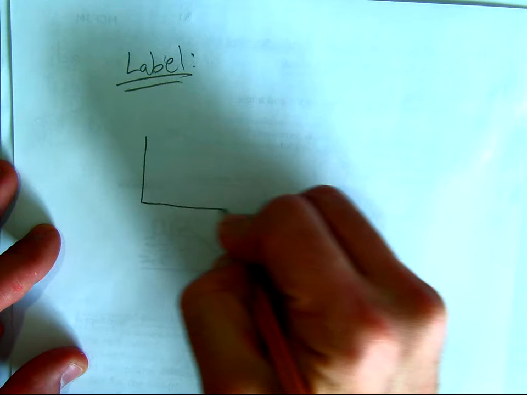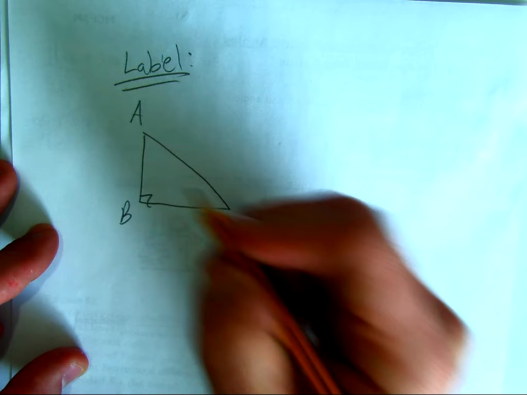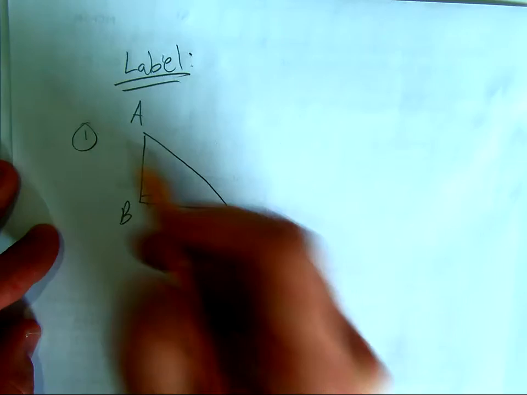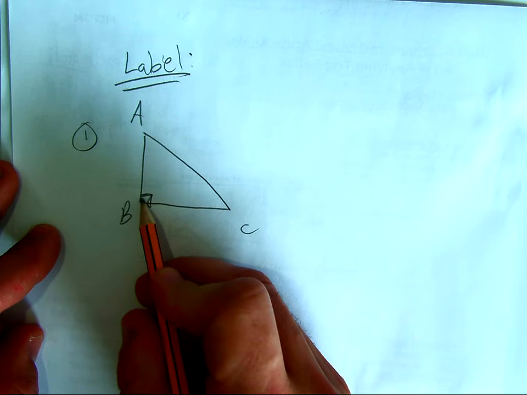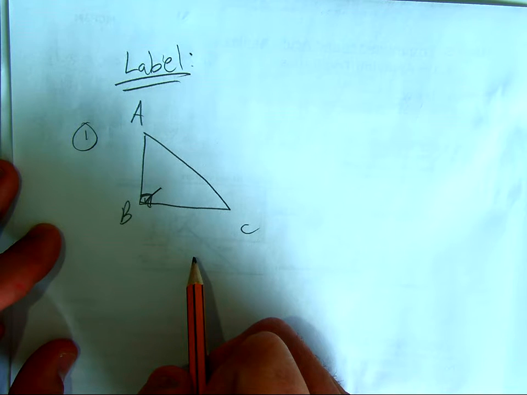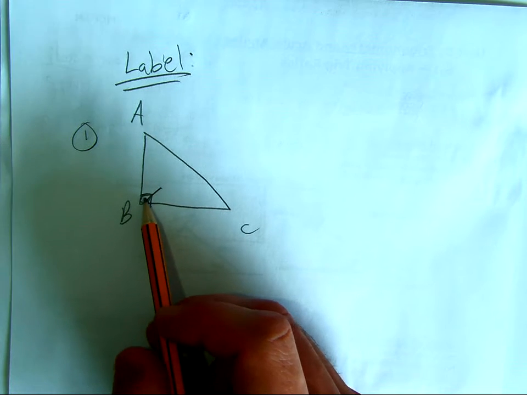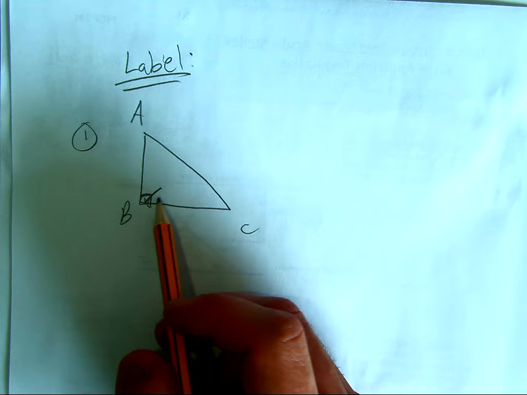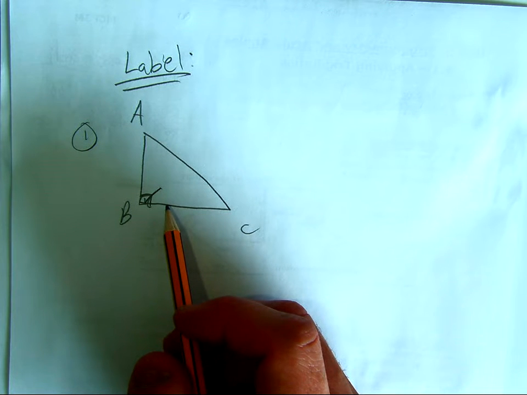So for instance, the triangle ABC. Now, B is the 90 degrees. Now, since B is 90 degrees, the 90 degrees allows us to use SOHCAHTOA. So we don't label it according to B. B just is the 90 degree angle. It allows us to use SOHCAHTOA.